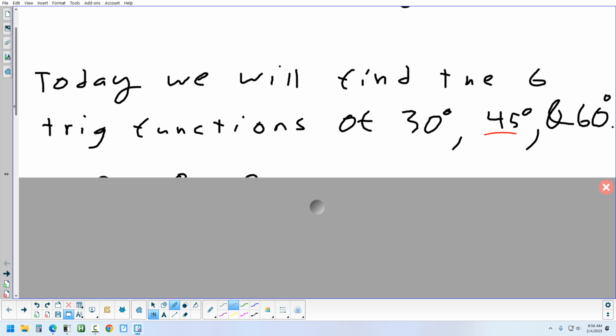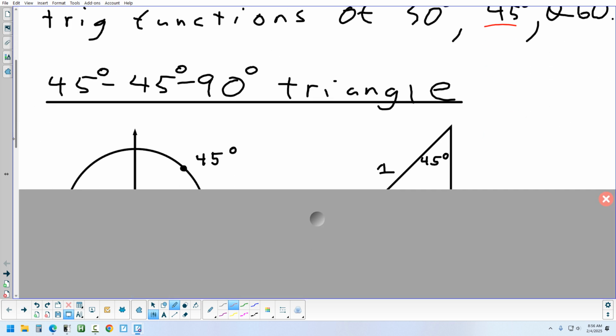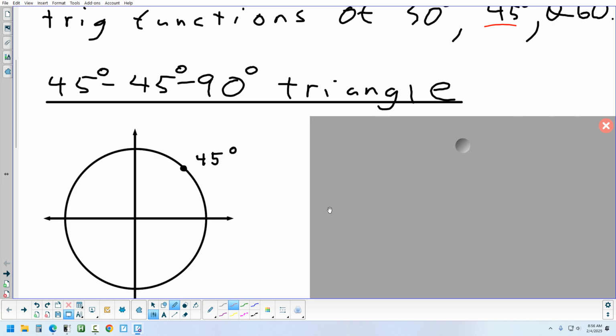Okay. All right, so to figure that out, we're going to draw our unit circle. And remember, what do we know about a unit circle? The radius is 1. Okay. So what I want to figure out is the coordinate for 45 degrees. The coordinate is going to tell me how far to the right I need to go from the origin right there, and then how far up.